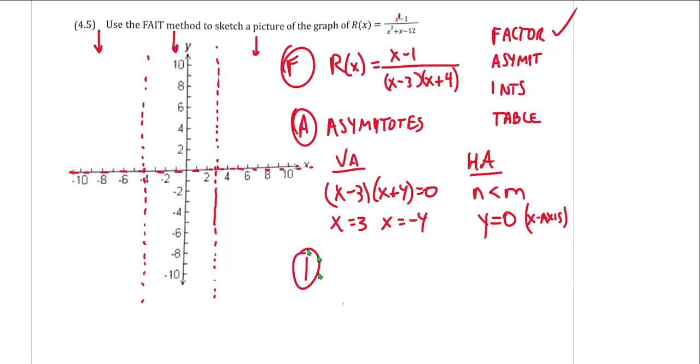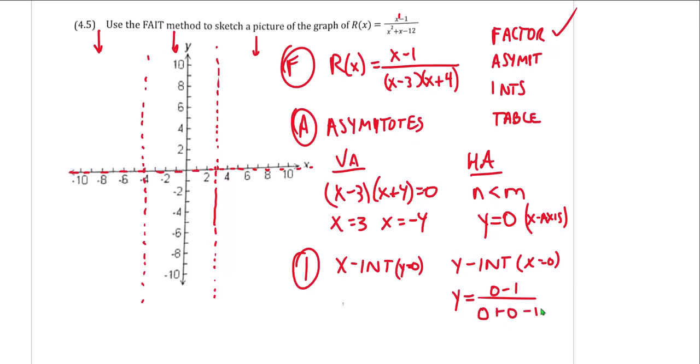Our intercepts, remember, to find the x-intercept, we make y equal to 0. To find the y-intercept, we make x equal to 0. Let's do the y-intercept first. That one's almost always easier. So let me write y equals, I'm just substituting y for r of x. y equals 0 minus 1 over 0 plus 0 minus 12. In case it's not clear what I'm doing there, I'm simply throwing in 0 for my x terms. That's all I'm doing, substituting 0 for x.